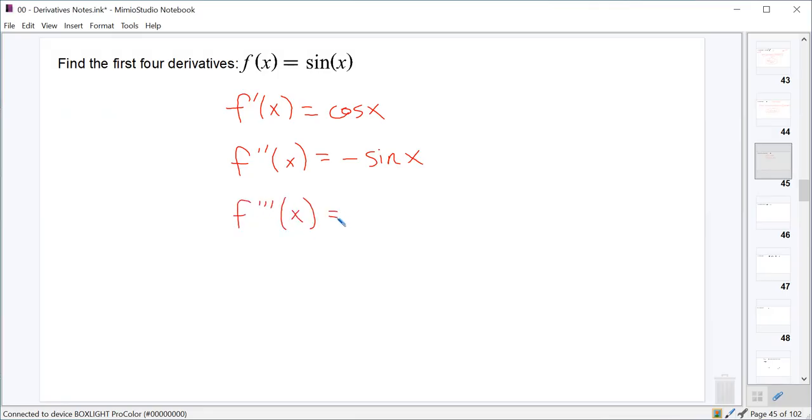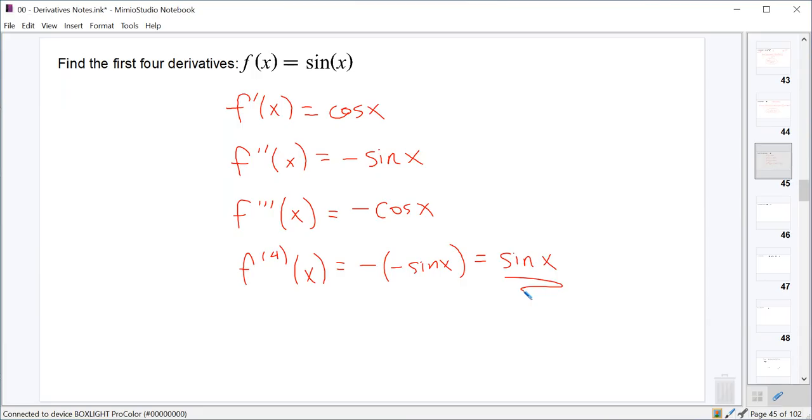Well, our third derivative should be the derivative of negative sine. When we take the derivative of sine with a constant out in front, just keep the constant, negative 1, and multiply it by the derivative of sine, so negative cosine. And our fourth derivative, well, keep the negative sign and multiply by the derivative of cosine, which is negative sine, giving us the fourth derivative of sine x is just sine x.